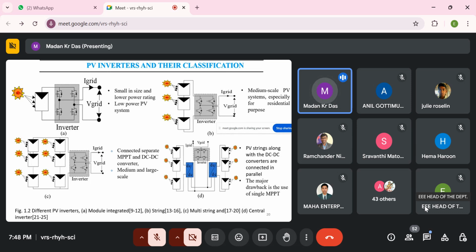Third is the multi-string inverter. Multi-string means PV is connected in series or parallel, both. In this inverter, we connect a separate MPPT and DC-DC converter, and it is used in medium and large voltage scales. Now this is the central type inverter. In this inverter, we use PV strings along with DC-DC converters connected in parallel. The major drawback in this inverter is the use of a single MPPT, meaning only a single MPPT drives all the panels.